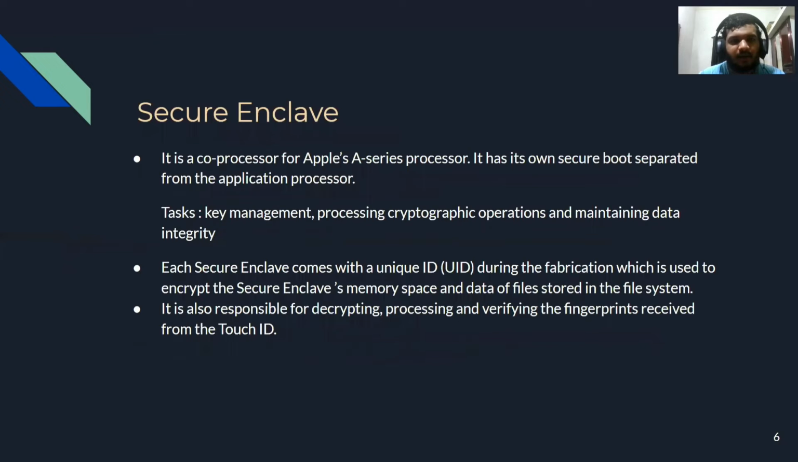Now, the second area is the secure enclave. It is basically a co-processor for Apple's A series processor. It has its own secure boot separated from its application processor. The main tasks which it does are key management, processing cryptographic operations, and maintaining data integrity. Each secure enclave comes with a unique ID, that is UID, set during fabrication, which is used to encrypt the secure enclave's memory space and the data files stored in the system. It is also responsible for decrypting, processing, and verifying the fingerprints received from the Touch ID.